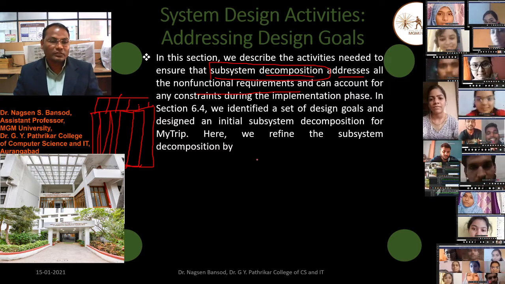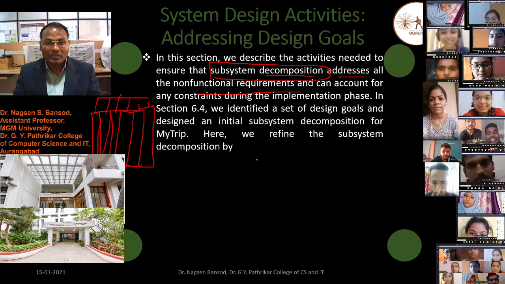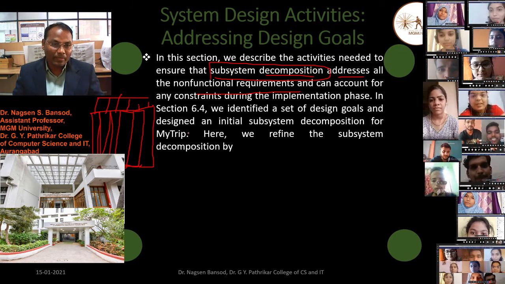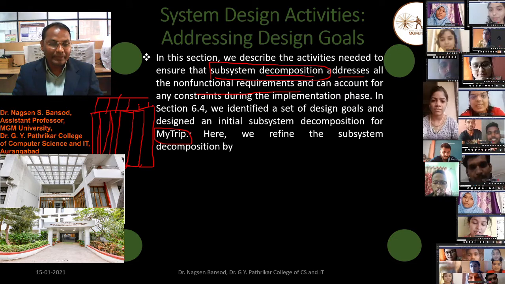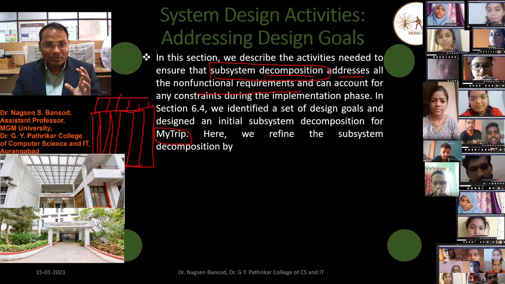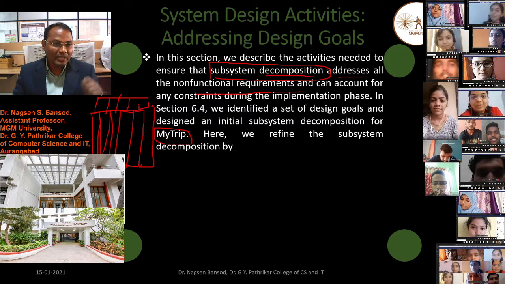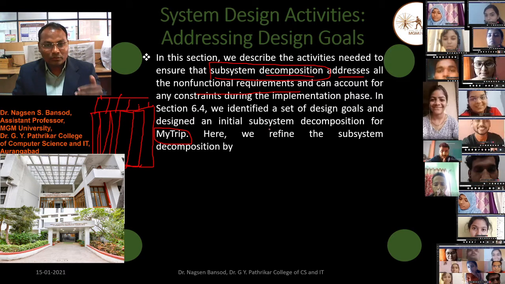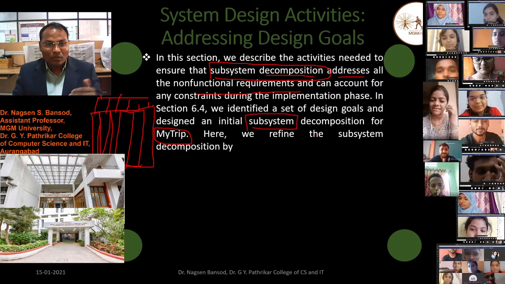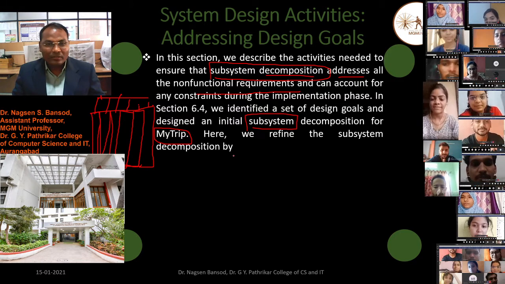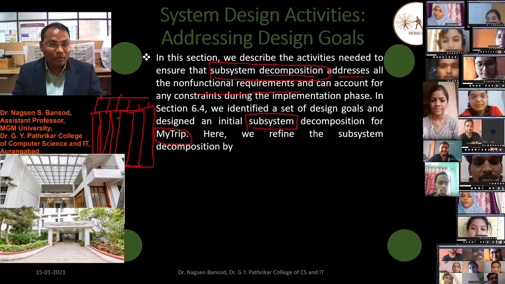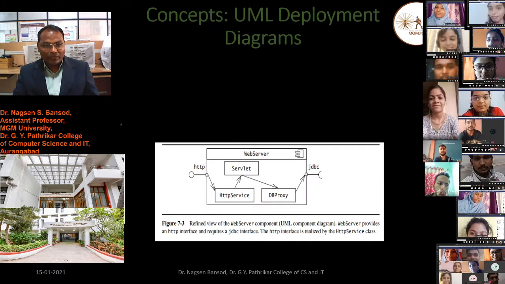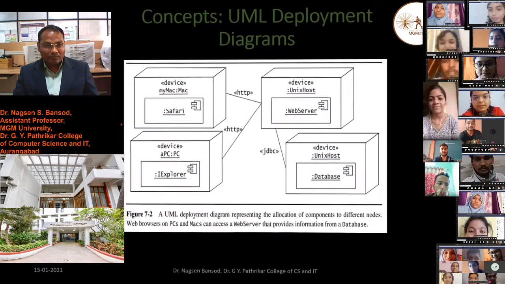In section 6.4, we identified a set of design goals and designed an initial subsystem decomposition for MyTrip. There is one example of MyTrip software. In MyTrip software, the subsystems are initialized and decomposed according to their subsystem functions. Now we want to refine this decomposition. This is an example of MyTrip.